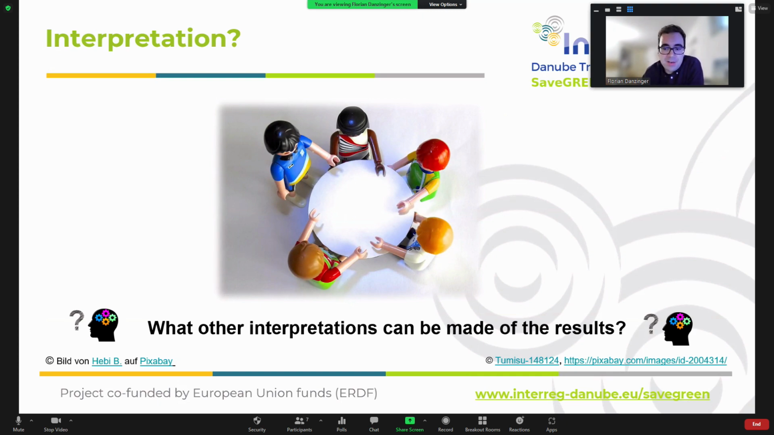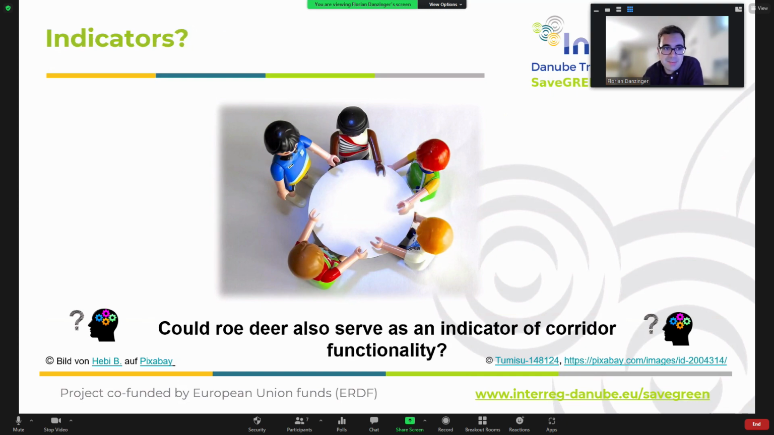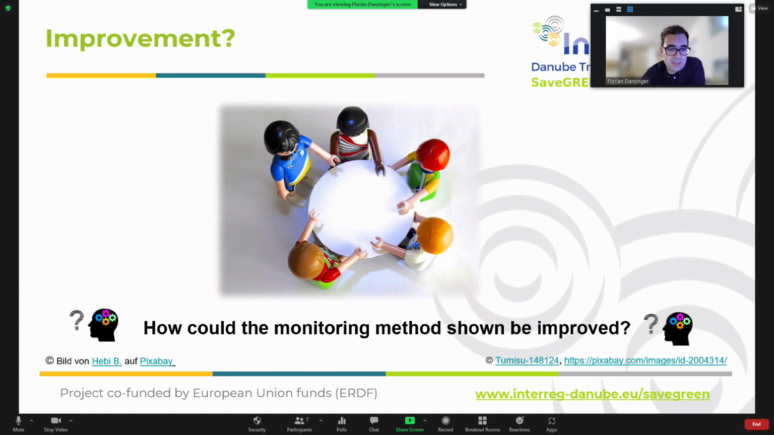These are preliminary results, just to add again. And because roe deer was so dominant in all the monitoring sites, could roe deer also serve as an indicator species for the functionality of a corridor? And last but not least, how could we improve the monitoring method? Do you have any ideas?